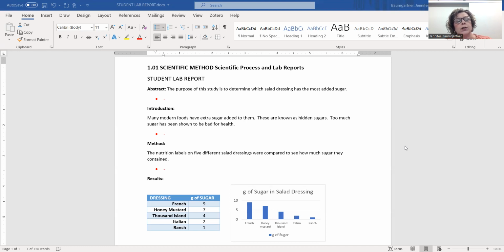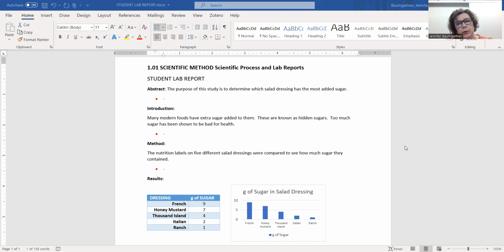Now, to go back over the steps of the scientific method, I've written a very brief lab report, because lab reports are the synthesis and the summary of the scientific method. And I like to have my students write lab reports. I think it's effective not only for their verbal skills, their language skills, but it helps them break down the steps of the scientific method.